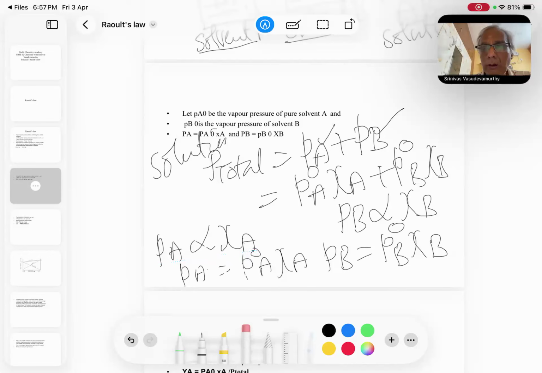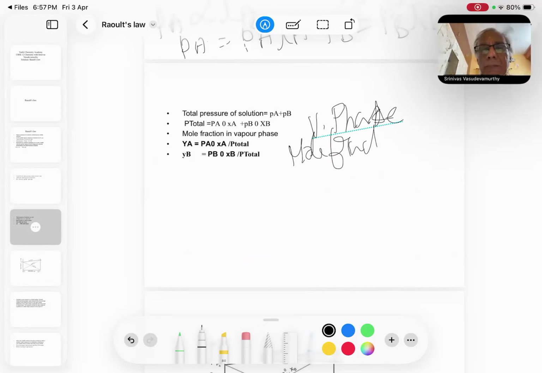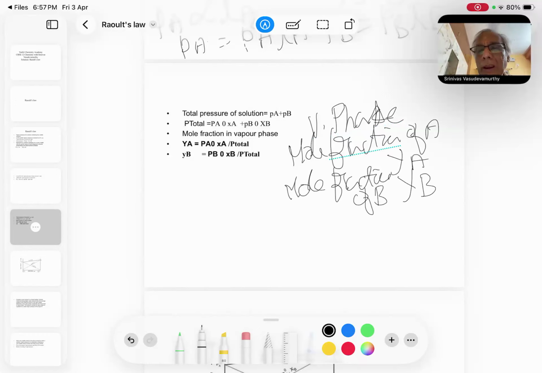Now let us see what will happen in the vapor phase. In the solution I have seen, now I'm going to the vapor phase. Let us say in the vapor phase, I take the mole fraction of A as YA, and the mole fraction of B as YB here, YA and YB.